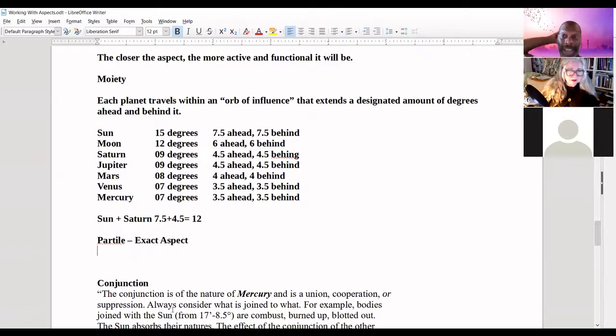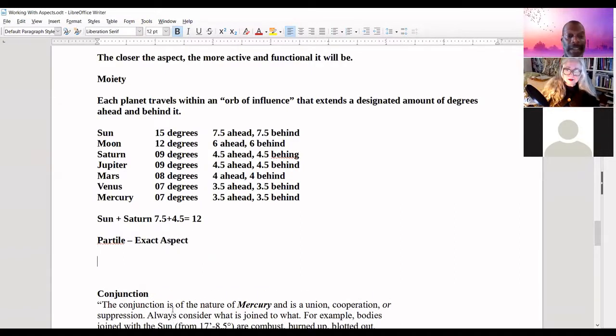Okay, so a partile aspect is exact. A platic aspect, is platic separating? Isn't platic separating, or is it just not exact? I don't know that term. I think it might not be exact, but it's just not... exact. Yeah, partile is definitely exact. It's platic and partile, so that's what I remember.